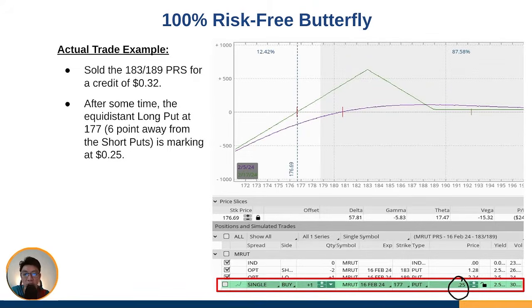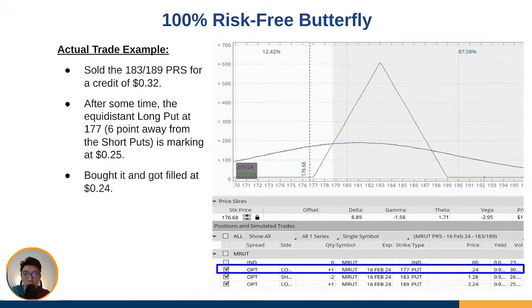Well, the answer is yes, because now I'm buying that put option, which is less than the credit that I receive upfront, right? So as you can see down here, right now, I am able to construct this put ratio spread, turn it into a 100% risk-free butterfly, right? So that's exactly what I did. So I bought it and I got filled for 1 cent better. So basically I bought it at 24 cents, as you can see down here. So what does this mean? It means right now, I pretty much have the 100% risk-free butterfly put on.